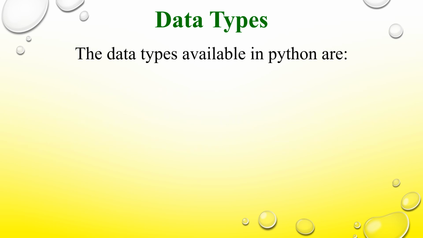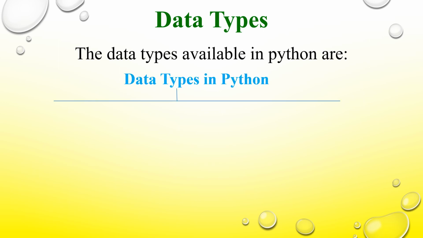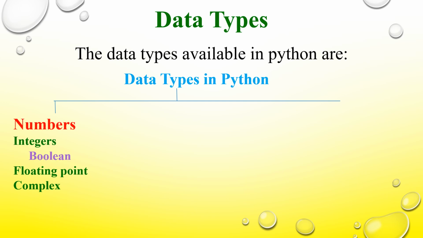The data types in the Python programming language are classified into these types. The first one is numbers. In this one you have integers, floating point, and complex. Among the integers you have boolean. All these we use for the purpose of storing numbers.